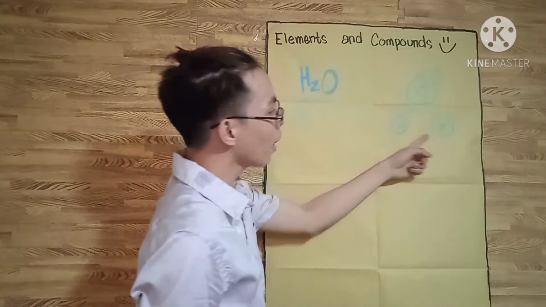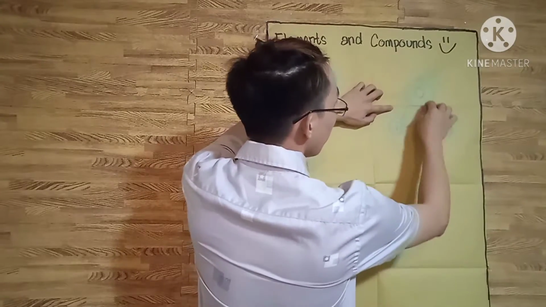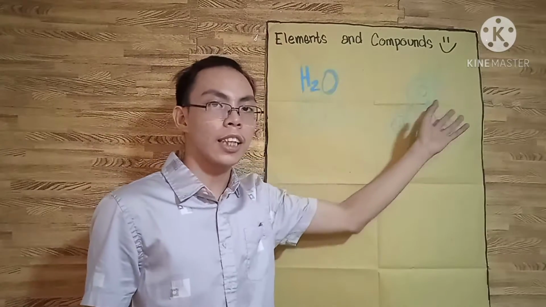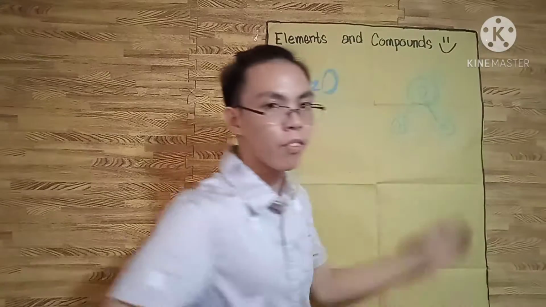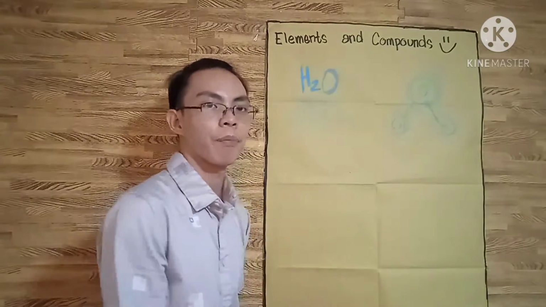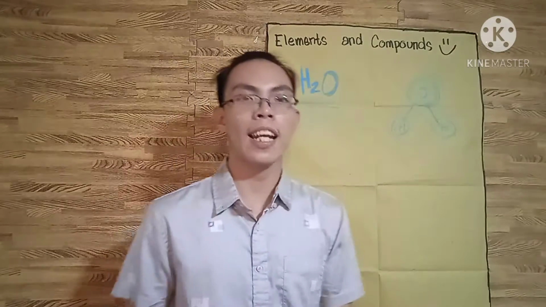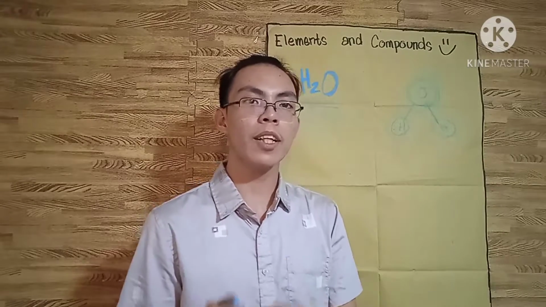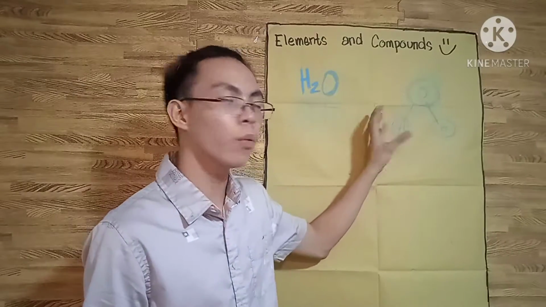These two atoms of hydrogen and one atom of oxygen are combined through what we call a chemical change. So the two atoms of hydrogen and one atom of oxygen form what we call the H2O compound, or water. That is the combination of those elements. In the process of chemical change, the elements form a compound, which is water.